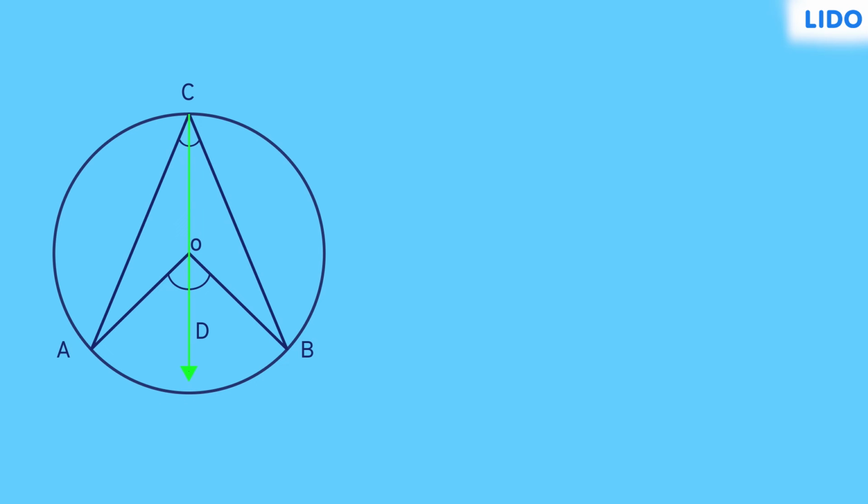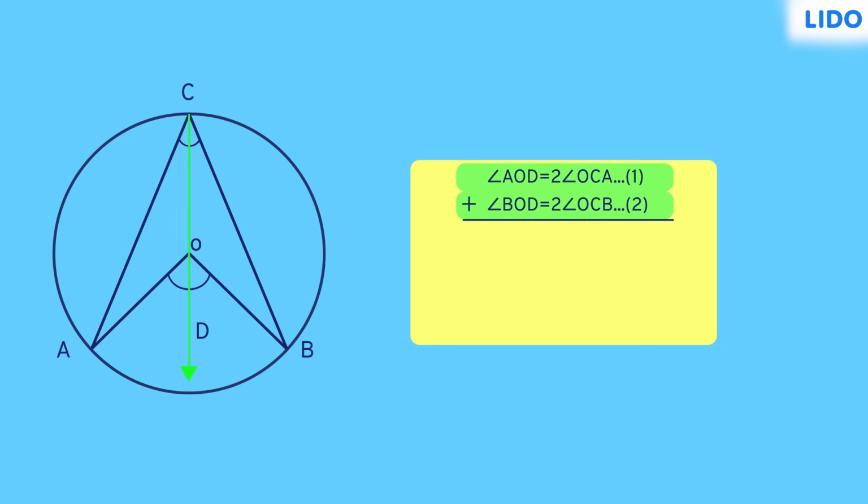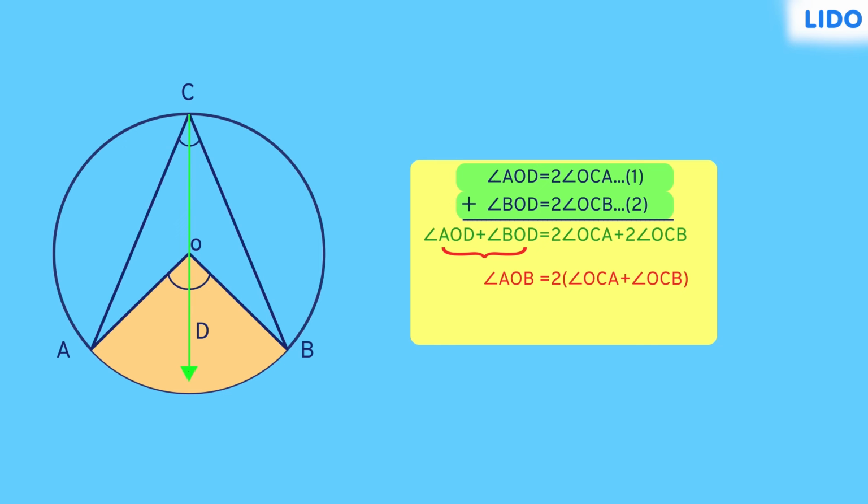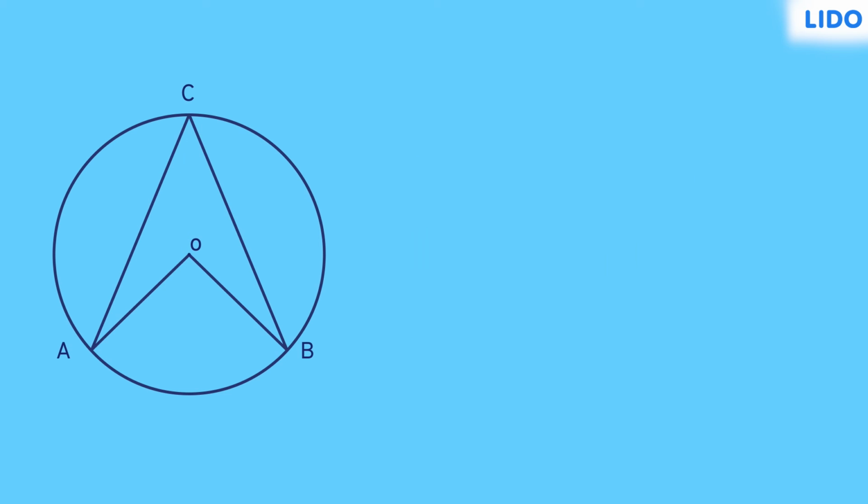On adding the equations 1 and 2, we have this equation. Angles AOD and BOD on the left hand side add to give angle AOB. We can take 2 as the common factor on the right hand side and simplify that expression to 2 times angle ACB. There we go. We have proved our result. But is that the only way?